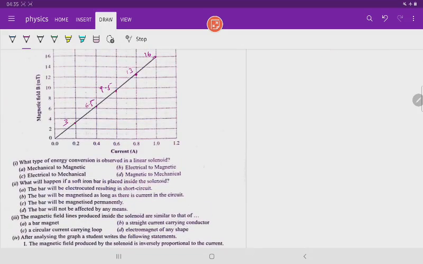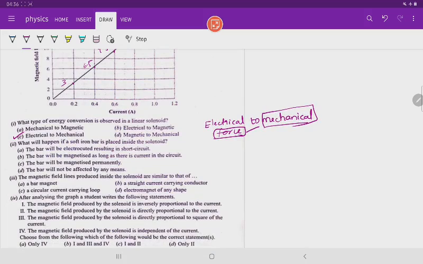So in a solenoid, the energy conversion is always from electrical to mechanical. Why electrical to mechanical? If I keep a magnetic field, there is some force generated. Wherever force is generated, that force is called mechanical force. Again, we have used the concept of a motor: in a current carrying conductor, you keep a magnet, a force is generated. A force always comes as mechanical. So the conversion is electrical to mechanical, option C.